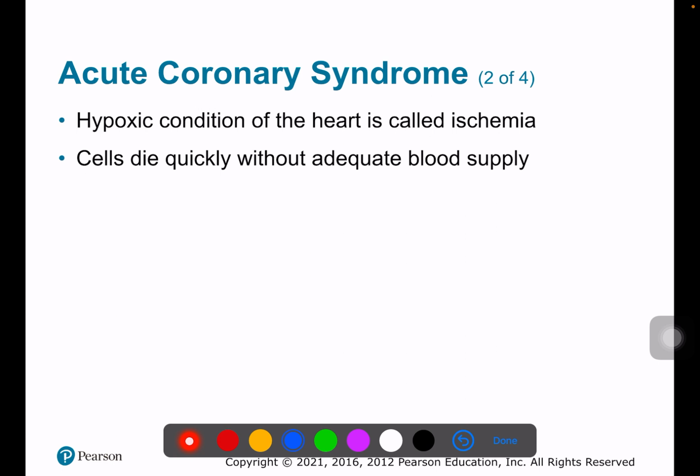So hypoxic, what is that? Lack of oxygen, right? The patient's hypoxic because they're not getting enough tidal volume and good oxygen. Now the heart's not getting it. The heart is becoming hypoxic because the coronary arteries are being blocked, and then it causes ischemia because there's not enough oxygen getting to that muscle. That muscle begins to die. Maybe not dead yet. It's in the process. It's ischemia. It's a process in action. Cells die quickly without adequate blood supply.